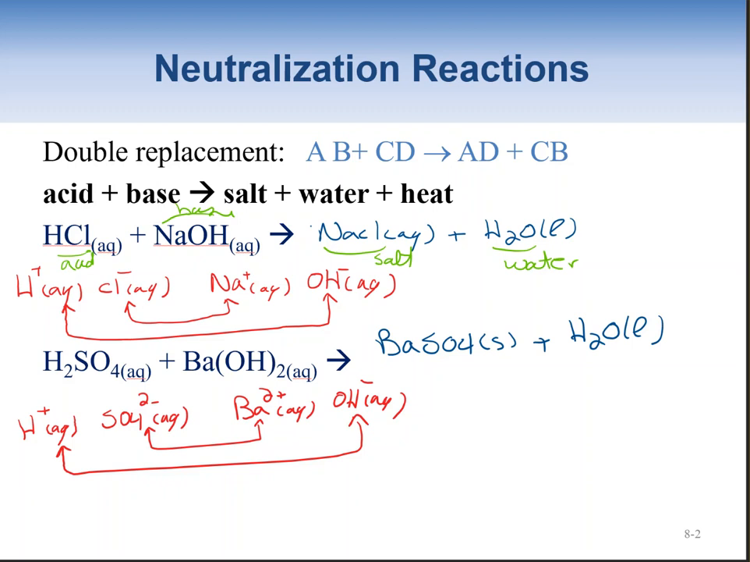And in order for this reaction to be balanced, we're going to need to have two H2O here. Now, let's look at this. Sulfuric acid obviously is an acid. Barium hydroxide is a base. And from this reaction, barium sulfate is produced, which is a salt, and water. So the products of acid-base reactions are always salt and water.